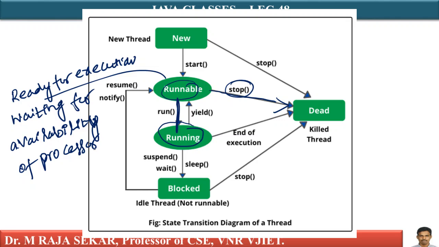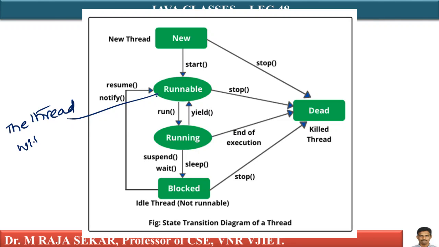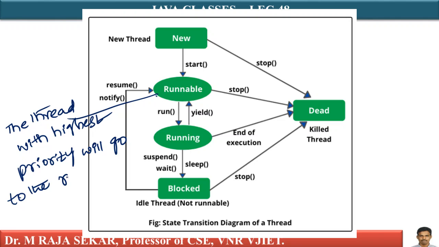The thread with the highest priority will go to the running state. That is important. This point is important. I will discuss the priority of threads in my next lectures. Let me say the thread with the highest priority will go to the running state first.